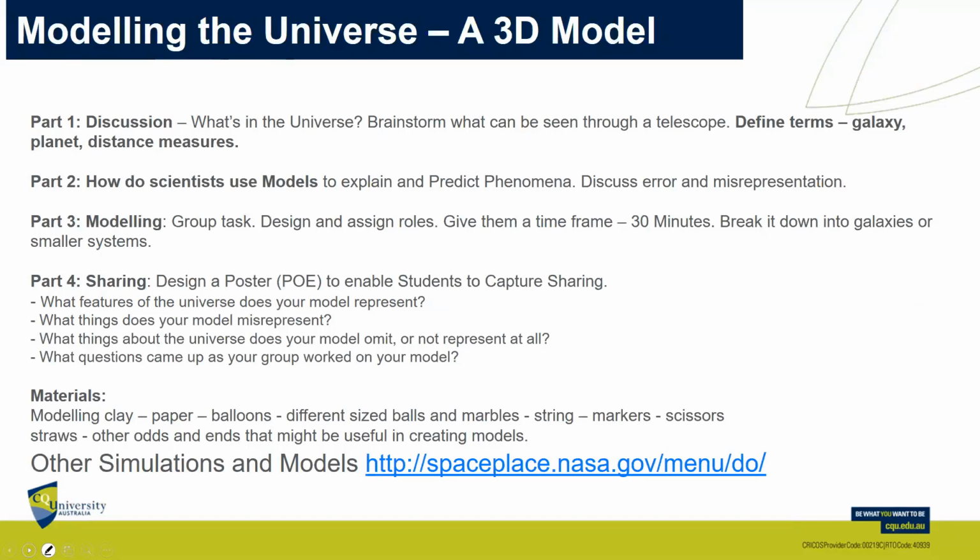Sharing, they can design a poster or a POE statement to enable students to capture their sharing. And again, some things that we can put on that: the features of the universe your model represents. What things does your model misrepresent? So we get them to self-study, self-correct. And that's the best thing we can do as teachers, become redundant when our learners start to self-correct. What things about the universe does the model omit or not represent at all? What questions came up as you worked on your model?